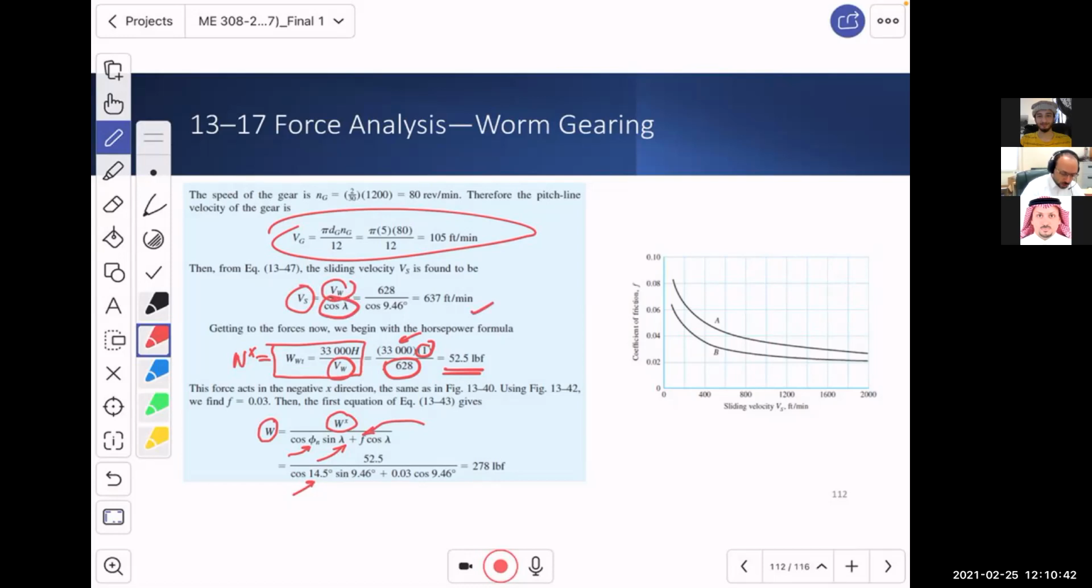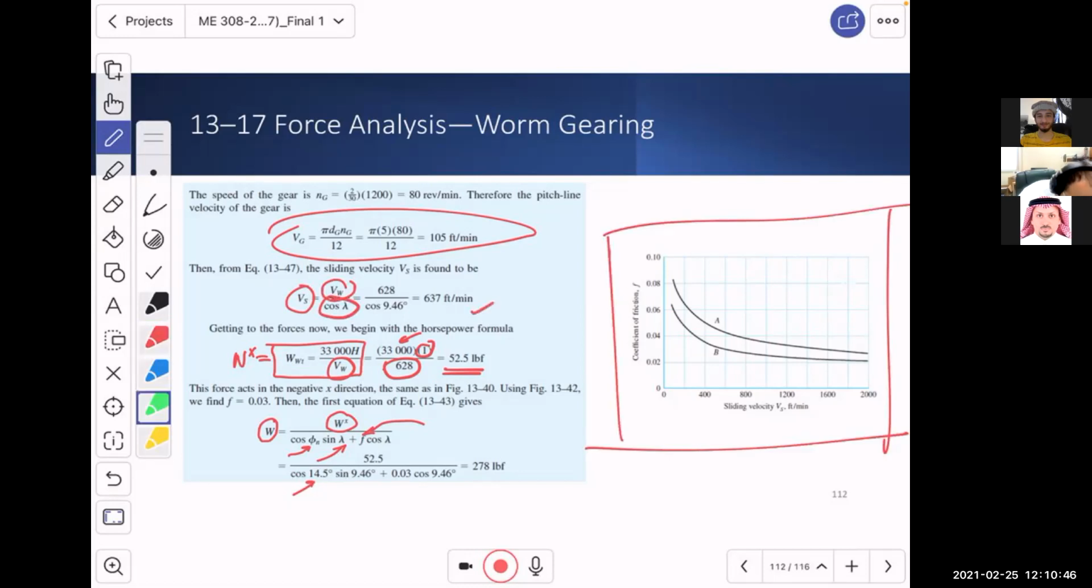Now let's go to this figure, okay? And if you look over here, this is 600. So I'm not going to be too picky. 637 is a little bit to the right. And there you go, you got it. How much is this? Almost 0.03, which is what the book has picked. Good.